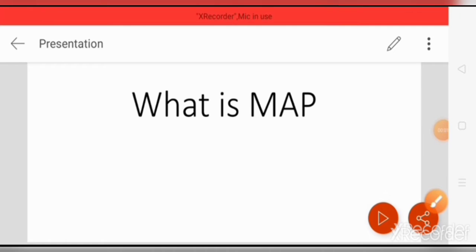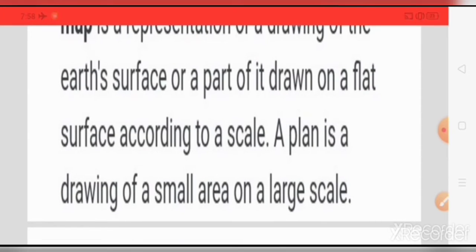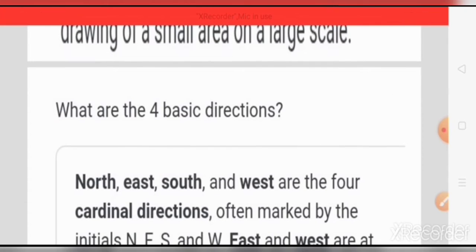Children, do you know what is map? Map is a representation or a drawing of the earth's surface or a part of it drawn on a flat surface according to a scale. A plan is a drawing of a small area on a larger scale.